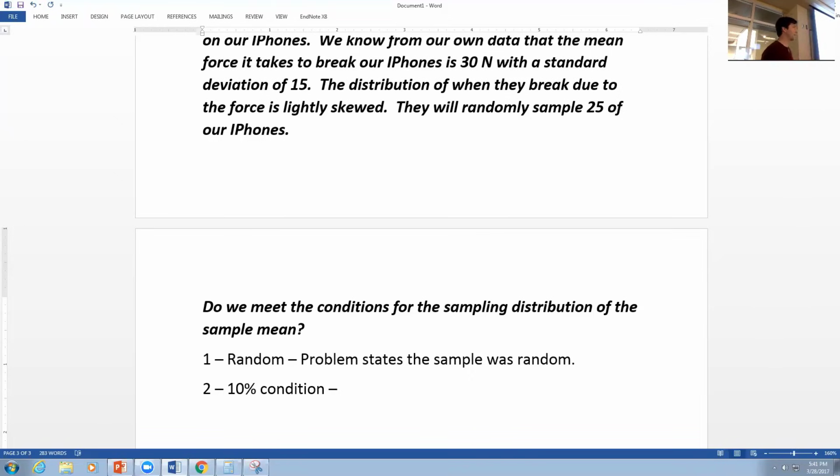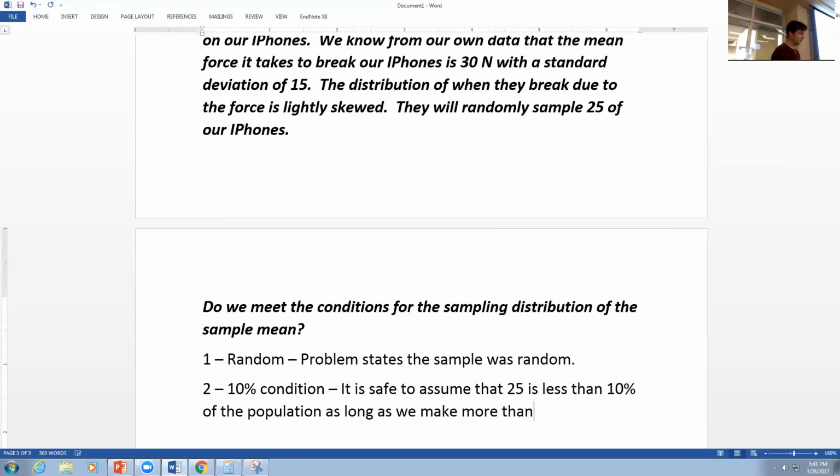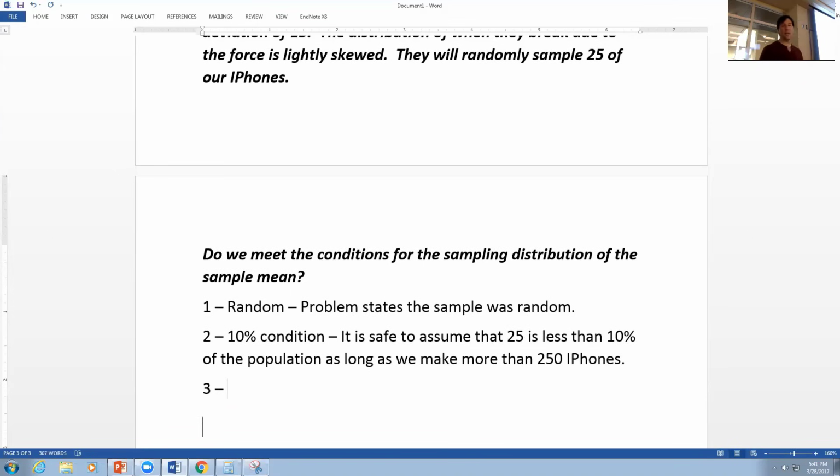The problem states that it is random. Random, 10%, and then wait for the third. So they're only sampling 25. It's probably your A+ answer right there. Usually I go through and just give the X. Slow down. Too close. It's large enough.